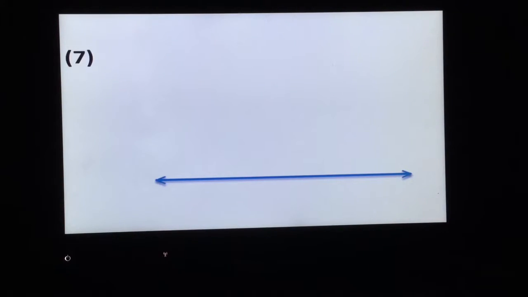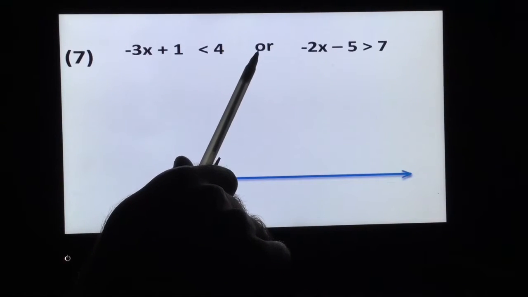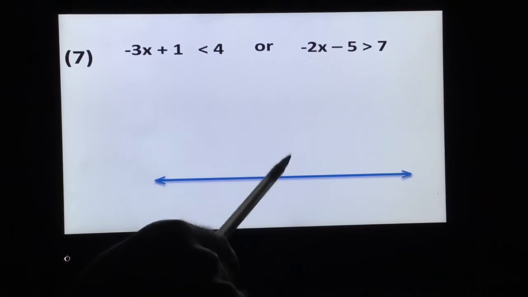So here's number 7. We have negative 3x plus 1 is less than or equal to 4, or negative 2x minus 5 is greater than 7. So again, we have an OR problem here. So since we have an OR problem, we can go ahead right away and solve. Once we're done solving, then we can graph.